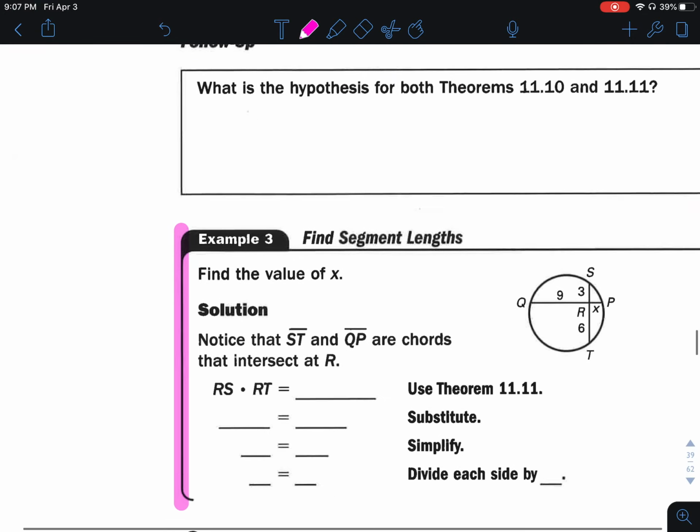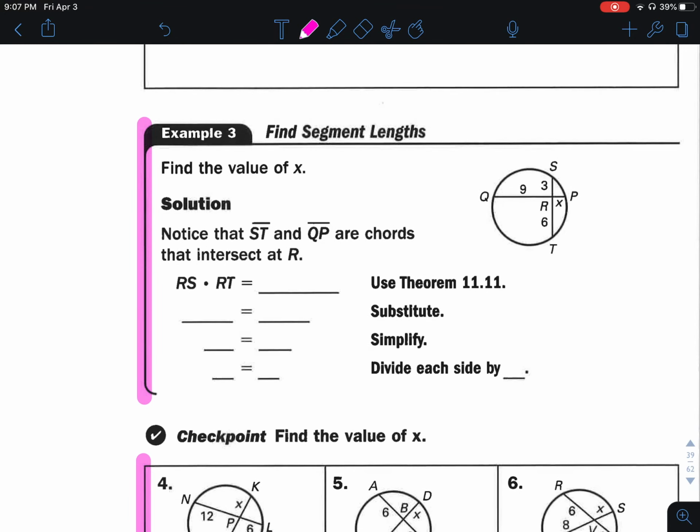So let's move down to example 3. So I want to find the value of x. So notice that ST and QP are chords that intersect at R. So I have two chords. That's one of my things that I need. I need two chords within my circle, and they have to intersect. So ST and QP are chords, and they do intersect at R.